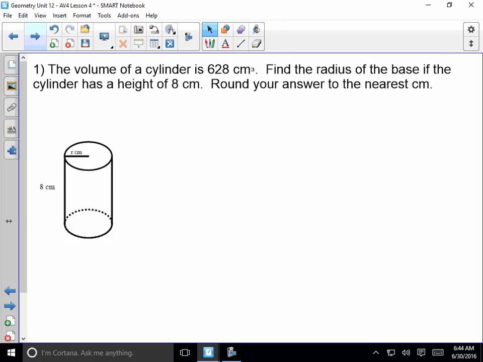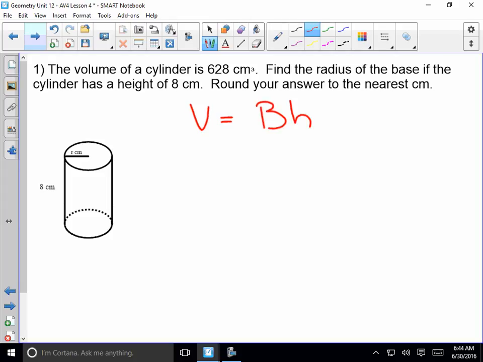Okay, so looking at this first one, the volume of a cylinder is 628 centimeters cubed. Find the radius of the base if the cylinder has a height of 8 centimeters. Round your answer to the nearest centimeter. So in this situation, what you want to remember is starting with the formula. Volume equals area of the base times the height.